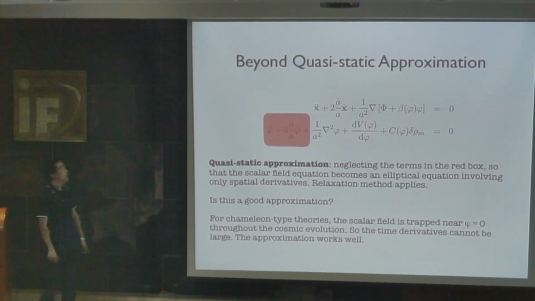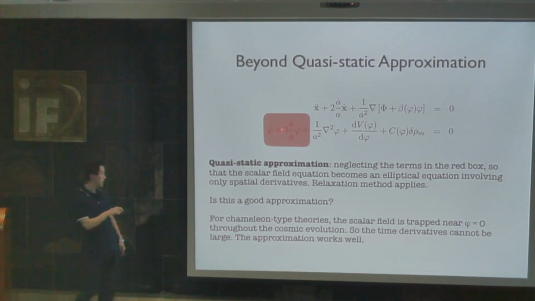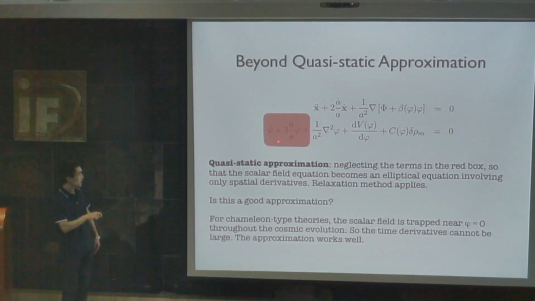Good. So now I come back to the quasi-static approximation. In the beginning of this lecture, I said that I want to use the quasi-static approximation because these terms are annoying. They make the equation a wave equation, which means that you can't use relaxation to solve it. And I gave a justification of this approximation. This approximation works fine for chameleon type of models because the scalar field value is always small. It's small everywhere as well. That means that the time derivatives will be negligible, so for those kinds of models, you do have a good approximation if you neglect those terms.